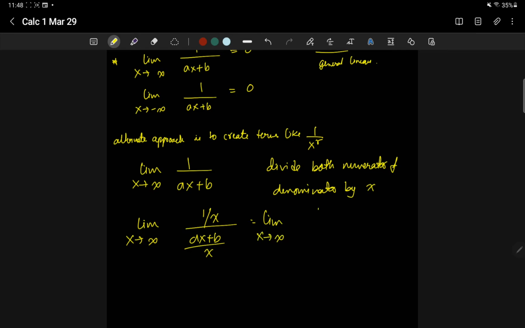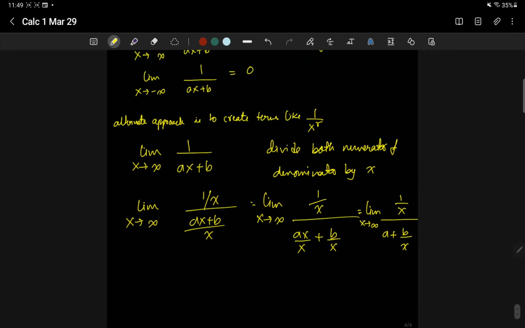On the denominator, we can do a little bit of simplification. It becomes ax over x plus b over x, which is then 1 over x over a plus b over x. Now, if you look at it individually, all of this is 0 and all of this is 0. So this is really 0 over a plus 0, which is 0. And that's why the limit will be 0.